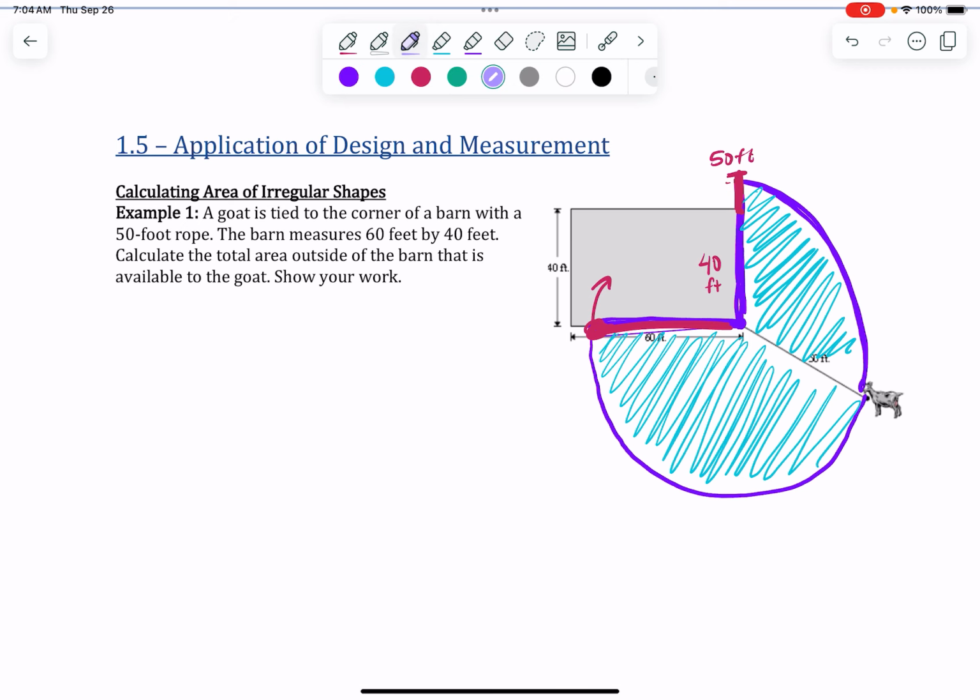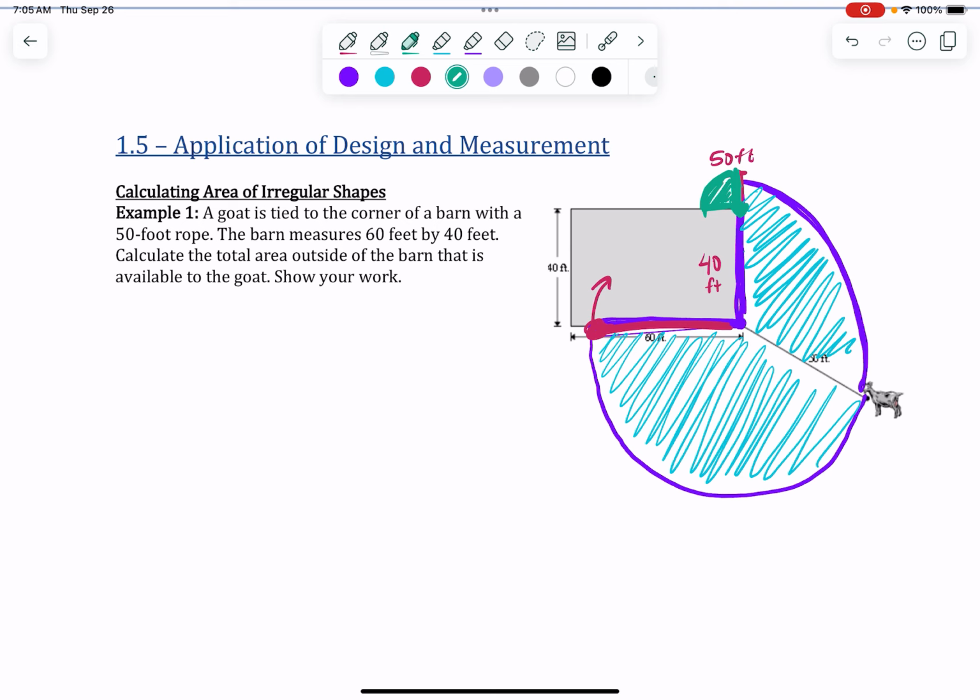Now, let's pick a color. That rope can't go through because of the building. But that corner of the building creates another pivot. So this 10 feet that it could have traveled also rotates from this pivot point to also get all of this area here.